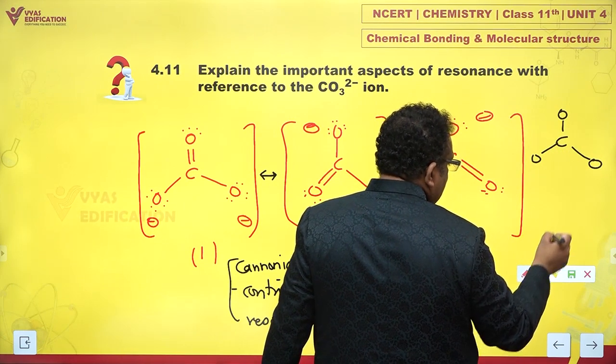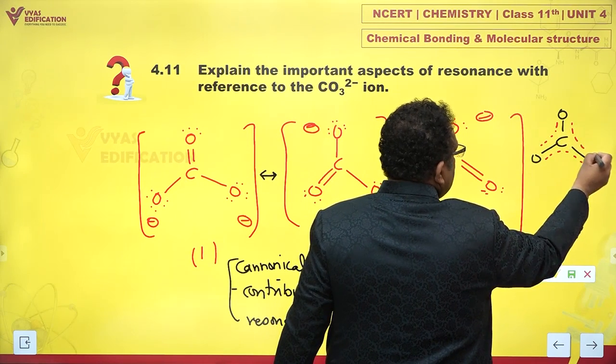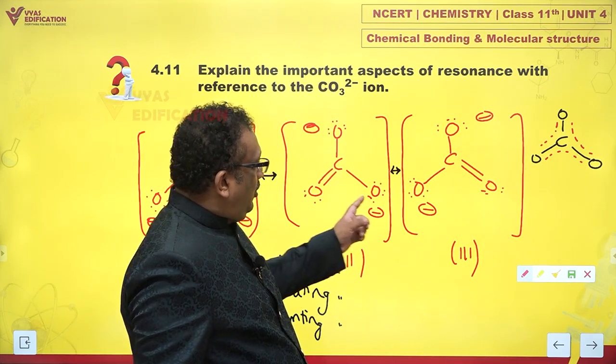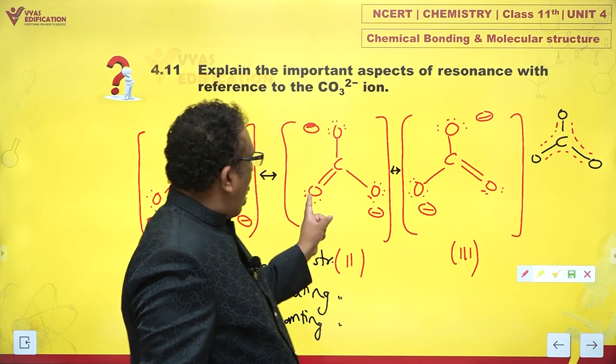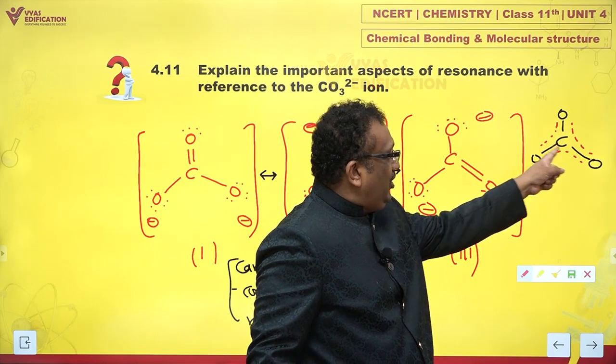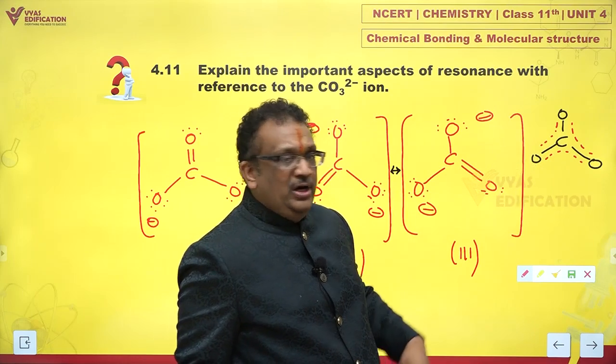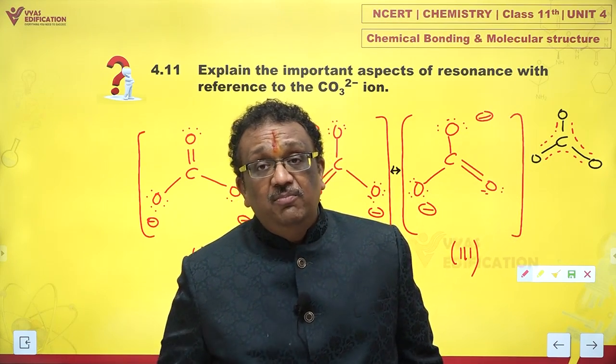You draw dotted lines, which shows that the pi bond is not just between this or this or this. Actually, the pi bond is spread over all these. You can say that now you can write down carbonate. Why not write it like this? There is still a problem.